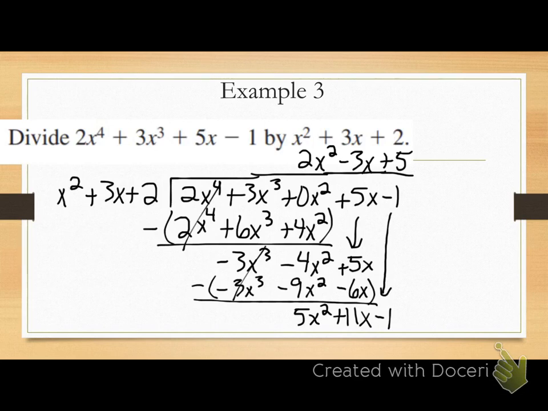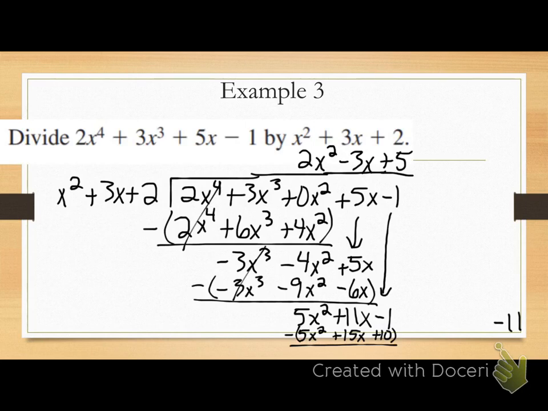And now I can multiply my 5 through my divisor. 5 times x squared, 5x squared. 5 times 3x, 15x. 5 times 2, 10. We okay with that? Subtract. Negative 1 minus 10, negative 11.